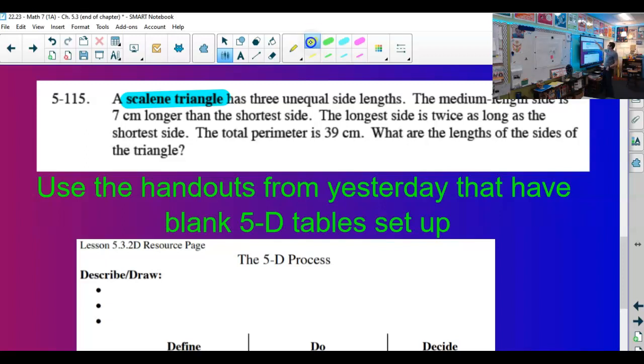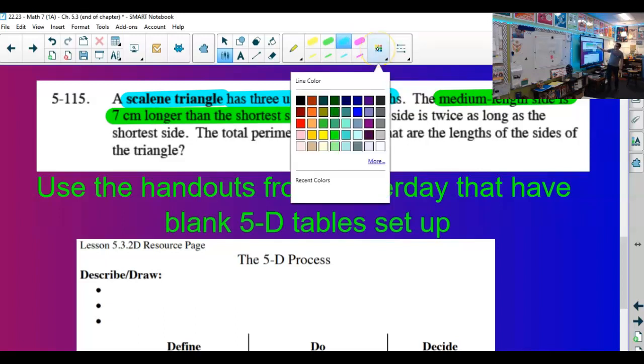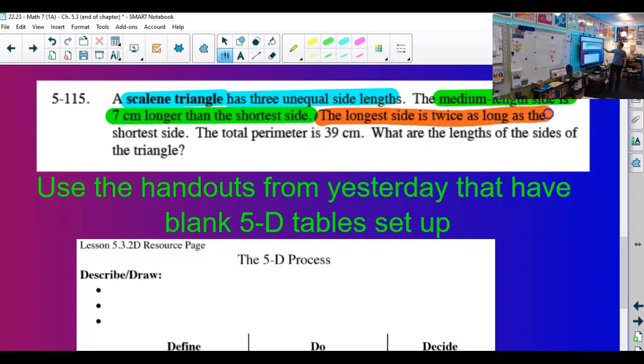So then they start telling us about the side lengths. Oh, hey, look, it told us what a scalene triangle is. If we read. Guys, I do that a lot if you're paying attention. The medium length side is 7 centimeters longer than the shortest side. The longest side is twice as long as the shortest side. And our perimeter is 39.